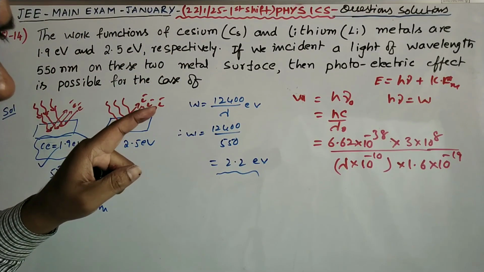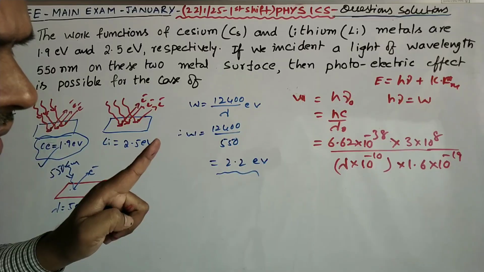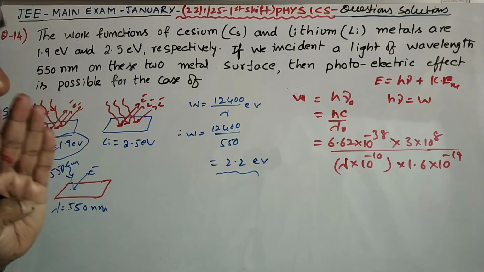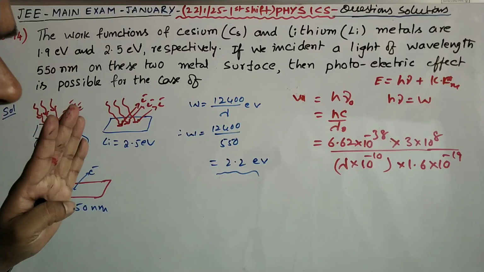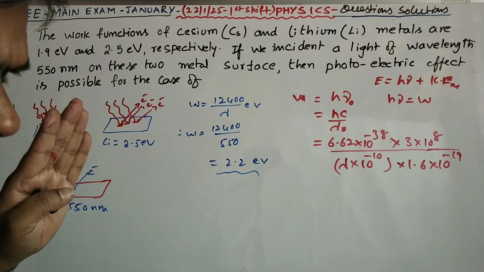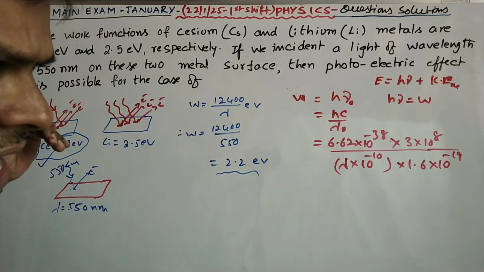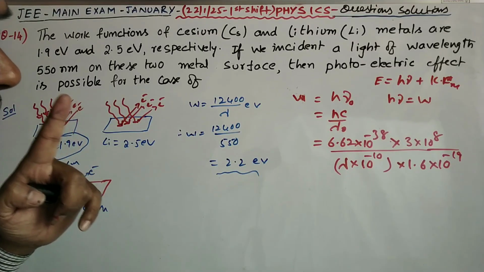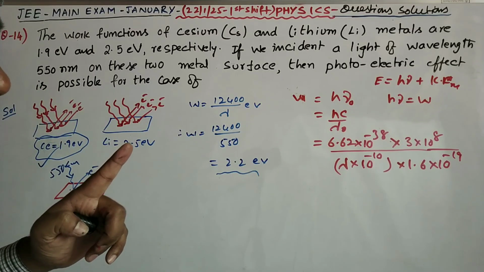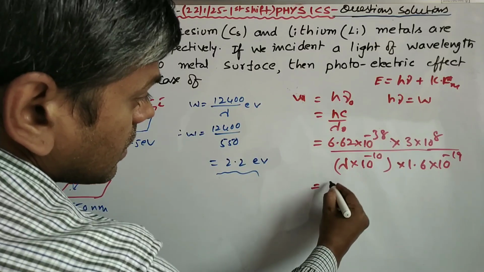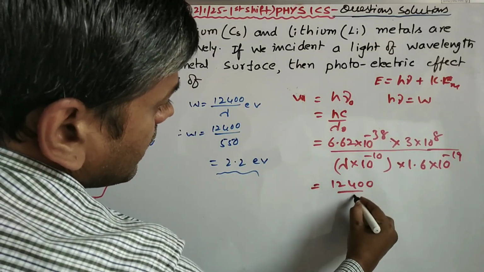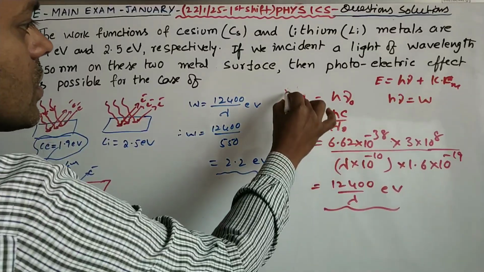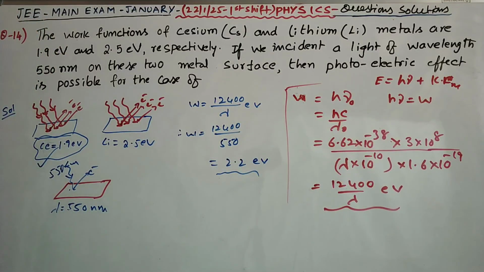Actually, electron volt is a unit of energy especially used for fundamental particles like electron, proton and neutron. The energy possessed by an electron or a fundamental particle accelerating through 1 volt potential difference is called 1 electron volt. So while calculating this, you get 12,400 by lambda in electron volt. By this way you get this formula.